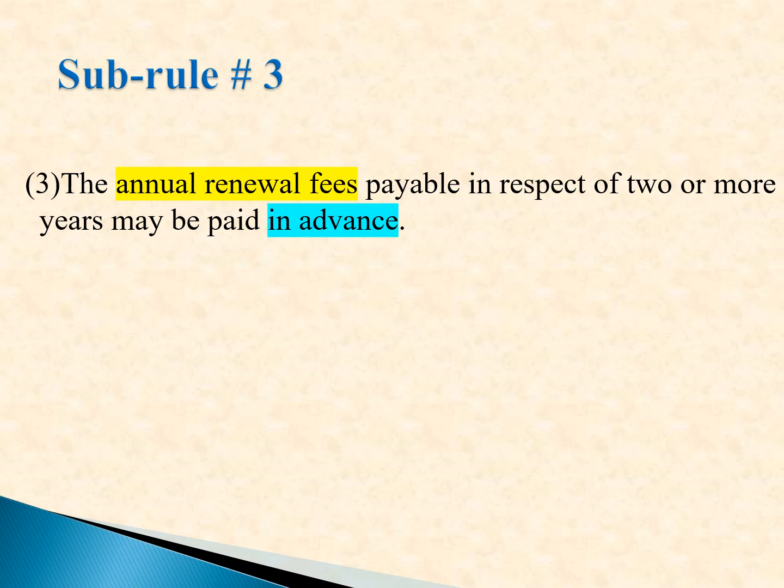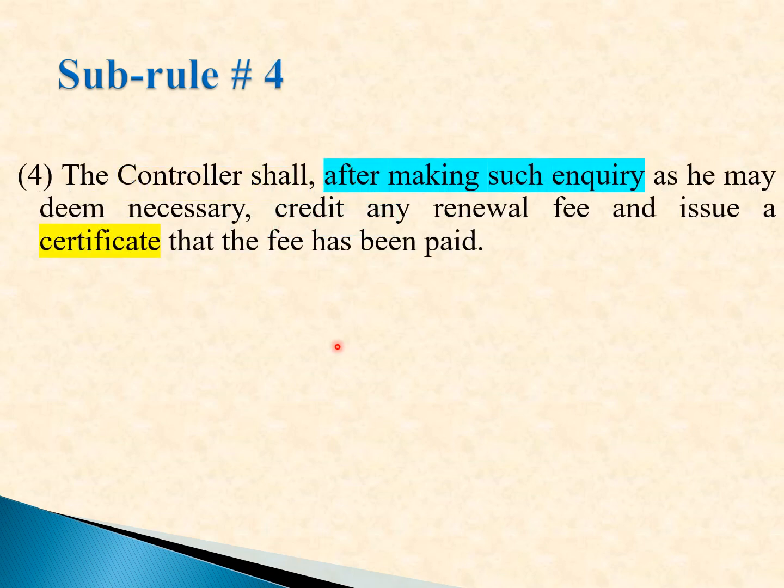The last subrule, that is subrule 4, says the controller shall, after making such inquiry as he may deem necessary, credit any renewal fee and issue a certificate that the fee has been paid. So after inquiring as per his satisfaction, the controller may issue a certificate that the fee has been paid. Now everything is authenticated. Okay friends, so this way all the subrules of rule 80 are completed.